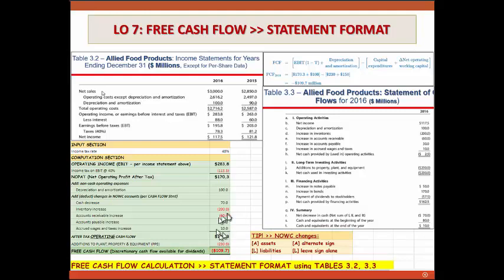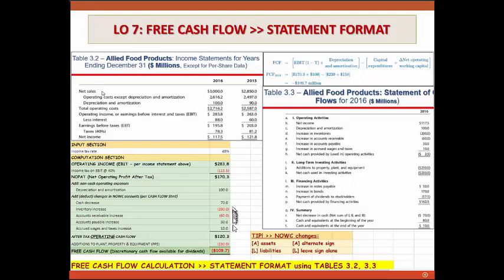Inventory has increased, so that would be a use of cash, a deduction in cash flow. Accounts receivable has increased, and so that would be a use of cash, so deduct the increase in accounts receivable. Wages payable has gone down by $10 million, and so that would be a source of cash, and accounts payable has gone down by $30 million, so that would be a source of cash.